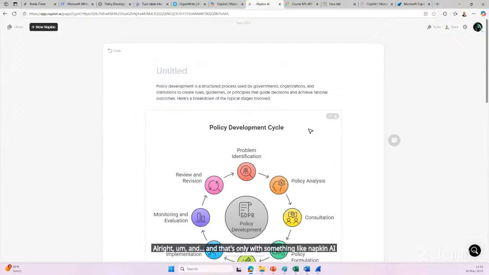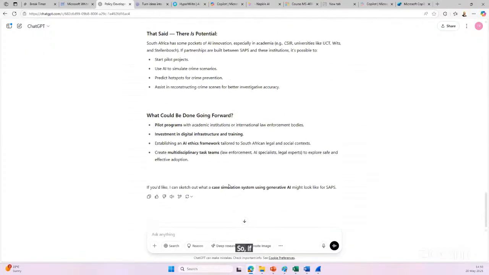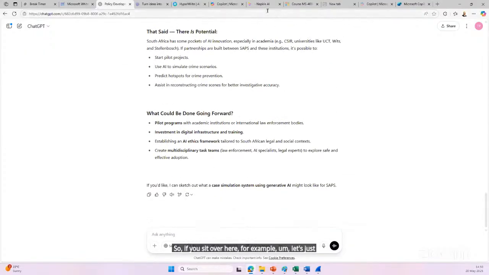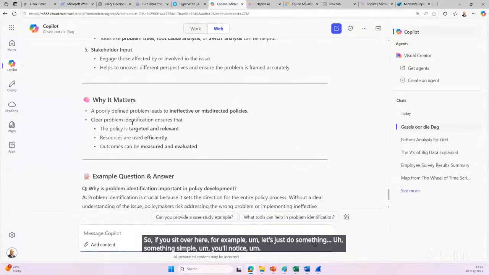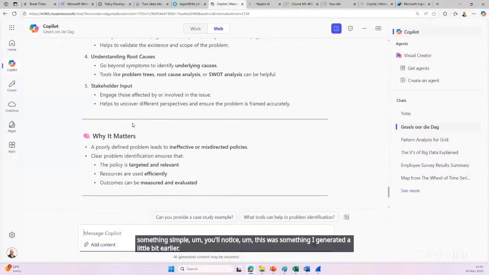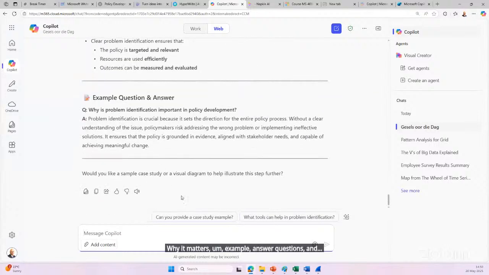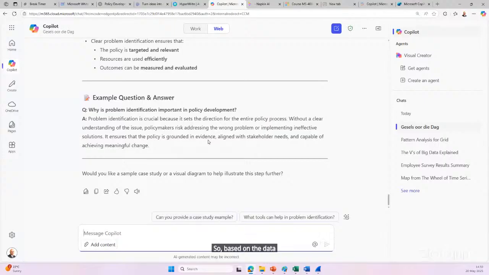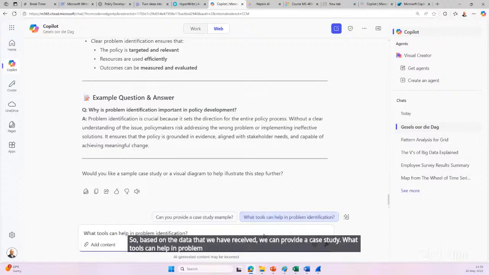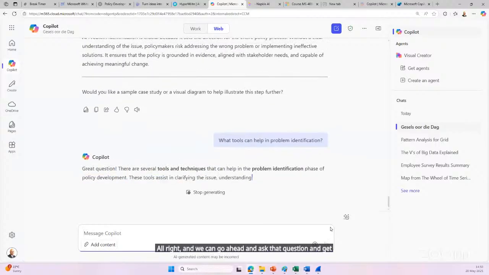Most of the AI services have the capability to do that very easily. So if you sit over here, for example, let's just do something simple. You'll notice something I generated a little bit earlier: why it matters, example, answer questions. Can you provide a case study example? So based on the data that we have received, we can provide a case study. What tools can help in problem identification? We can go ahead and ask that question and get additional guidance.